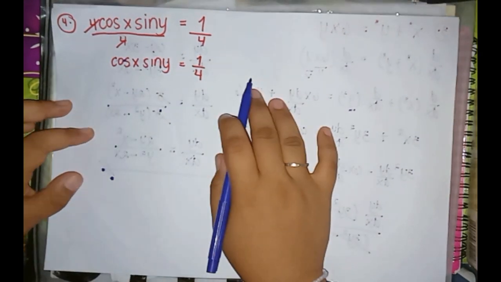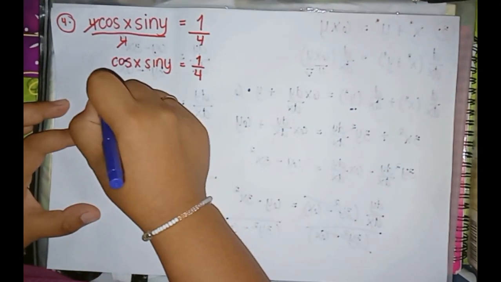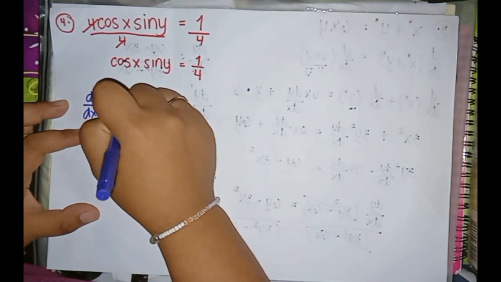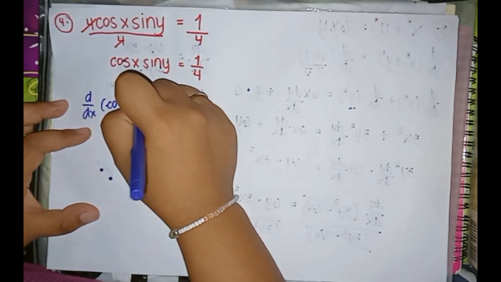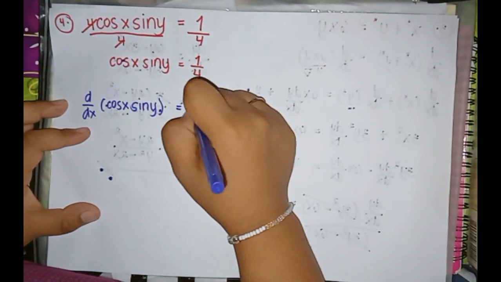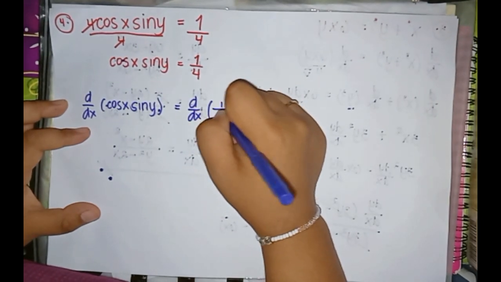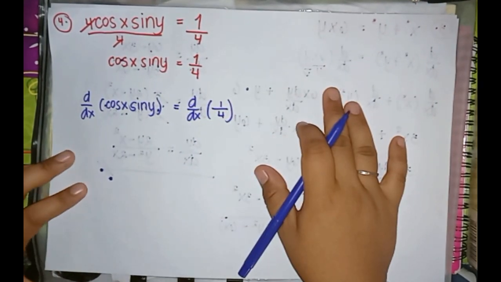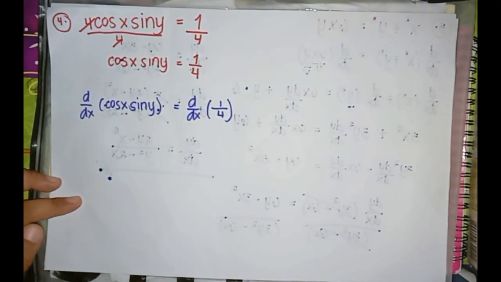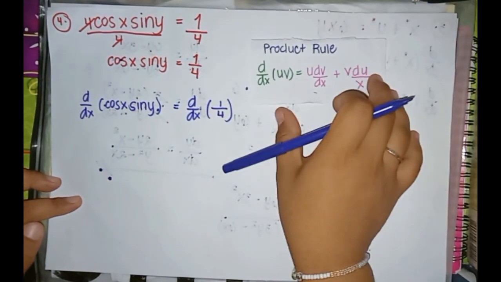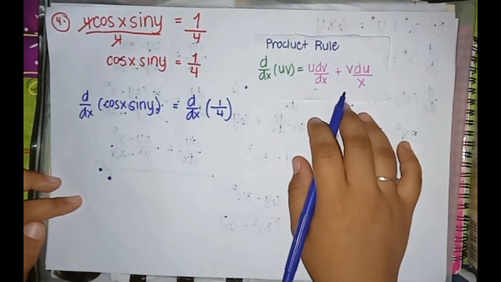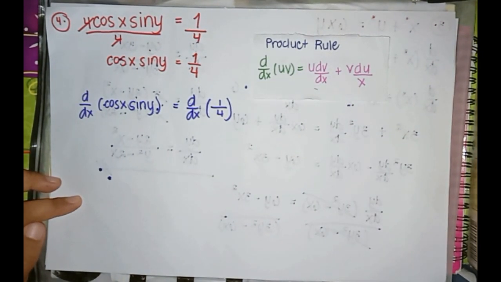So let's get the derivative of both sides. So we have d over dx of cosine of x sine y is equal to d over dx of 1/4. Now, in getting the derivative of cosine of x sine y, we know that we are going to use the product rule, which states that the derivative of u times v is equal to u multiplied by the derivative of v plus v multiplied by the derivative of u.